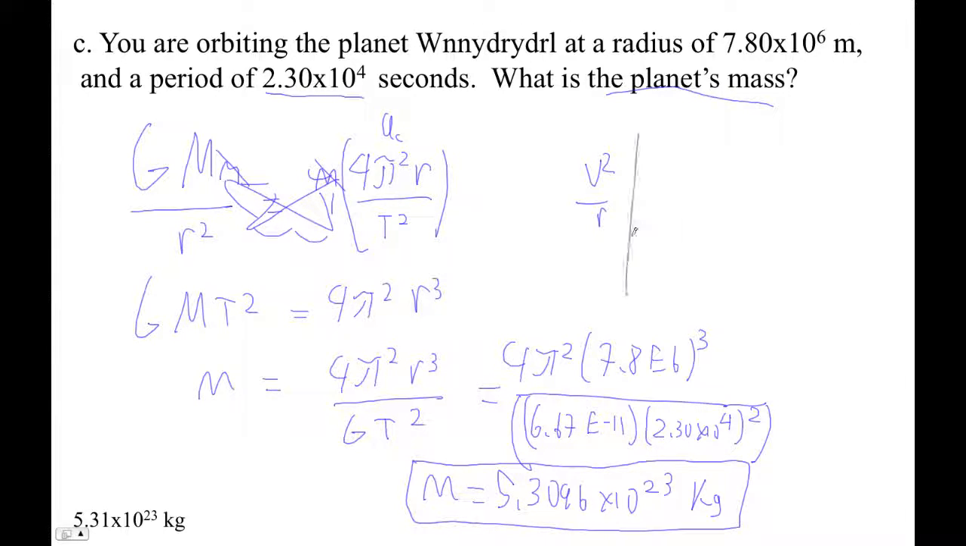In general, the orbital situation is G M m over r squared is equal to the satellite mass times the centripetal acceleration. That could be v squared over r, or it could be 4 pi squared r over t squared. It could be either one of those.